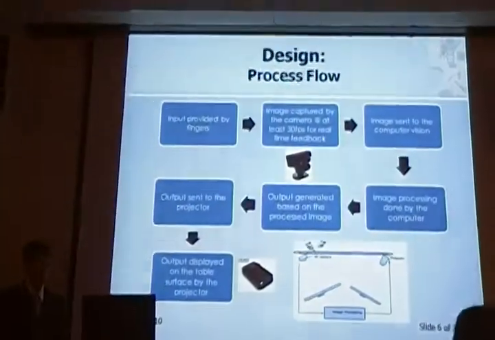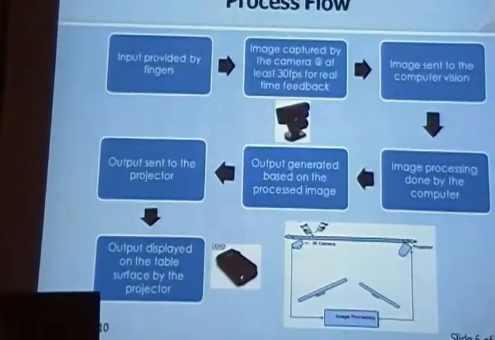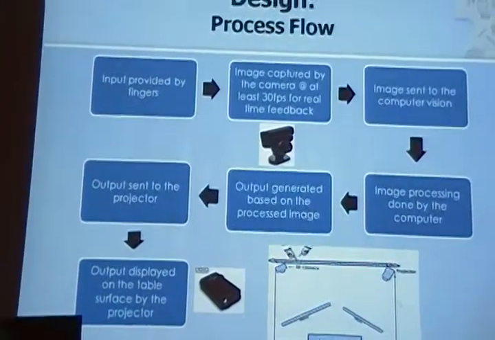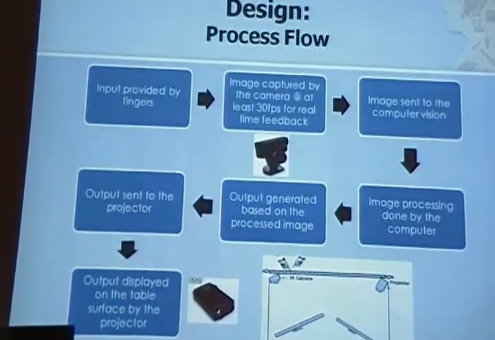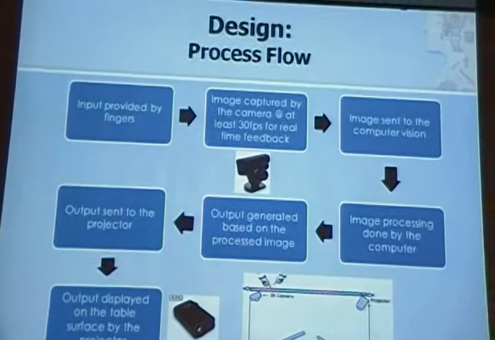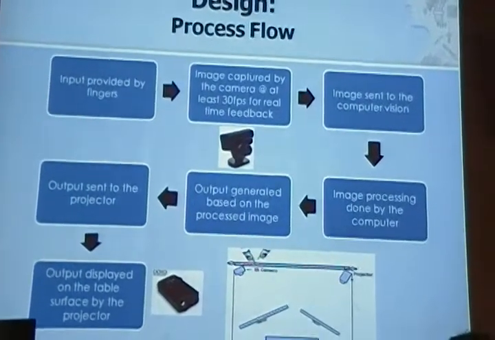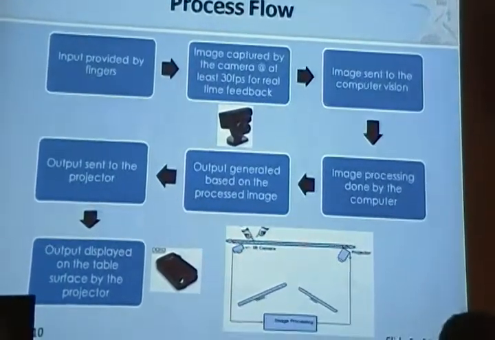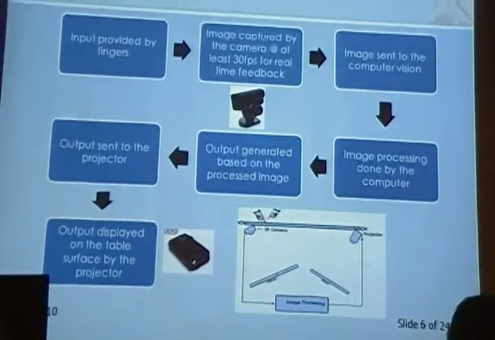This is a process flow of what I have just described in the previous slide. The one thing I didn't mention is that the camera has to have at least 30 frames per second for the frame rate, in order for us to achieve real-time feedback.